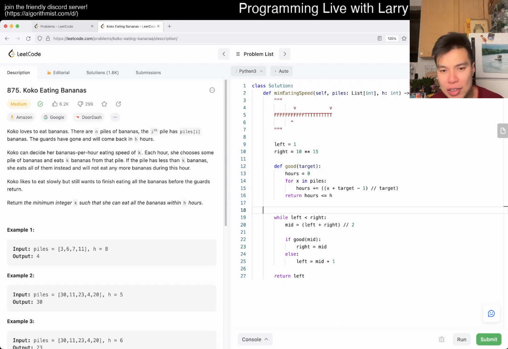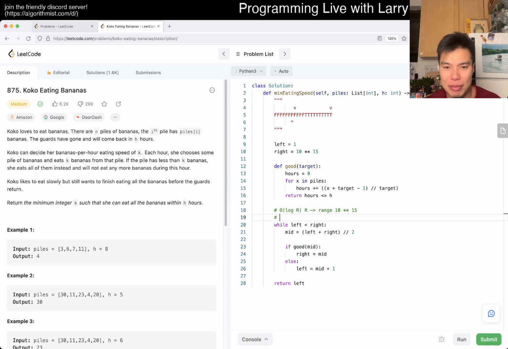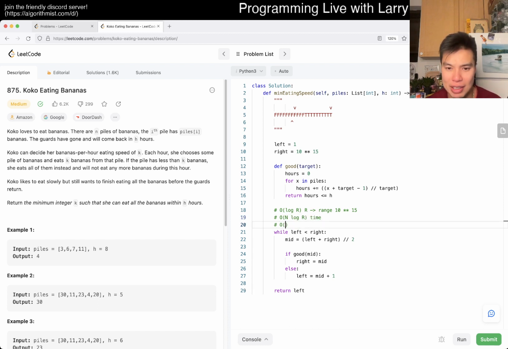Yeah, so this is going to be O of log r, same as yesterday, I suppose. Where r is equal to the range, which is 10 to the 15, or 14 maybe. And of course, each of these calls is going to be linear time. So this is O of n log r time, and O of 1 space, because we don't really use that much space, we just use variables. So yeah, let me know what you think.